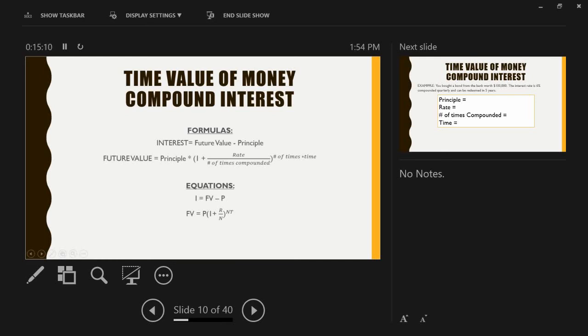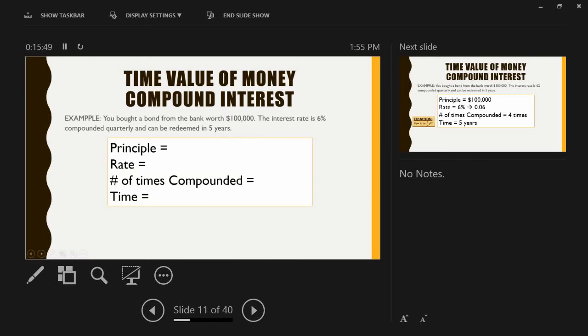Down here, this is what the equation looks like. I is equal to FV minus P, and FV is going to be P times (1 plus R divided by N) to the power of N times T. This is why you either need to use Excel or an advanced calculator in order to punch this number in. Let's go ahead and look at our example this time.